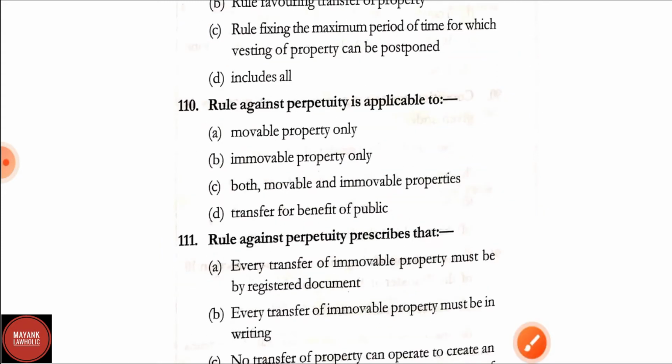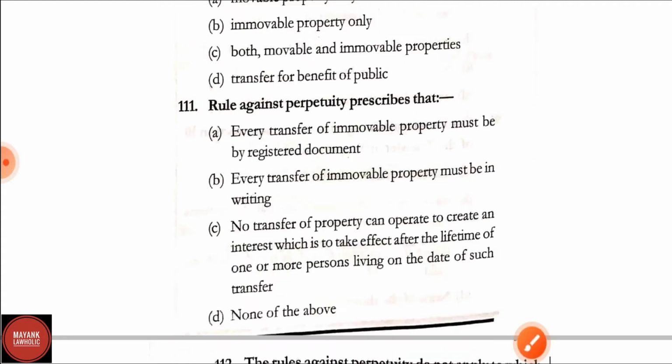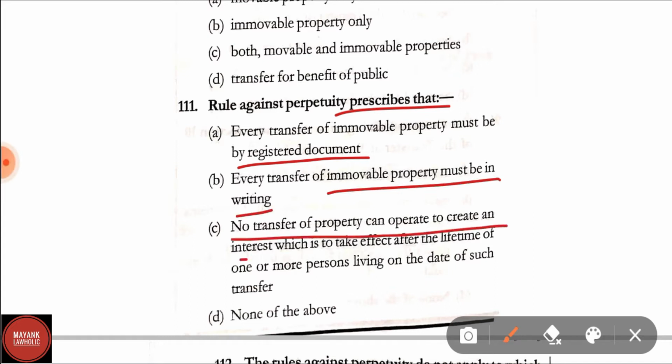Question number 110. Rule against perpetuity is applicable to movable property, immovable property, both movable and immovable properties, transfer for the benefit of public. Here the correct answer is option C, that is both movable and immovable properties. Question number 111. Rule against perpetuity prescribes that: every transfer of immovable property must be by registered document; every transfer of immovable property must be in writing; no transfer of property can operate to create an interest which is to take effect after the lifetime of one or more persons living on the date of such transfer; none of the above. Here correct answer is option C.